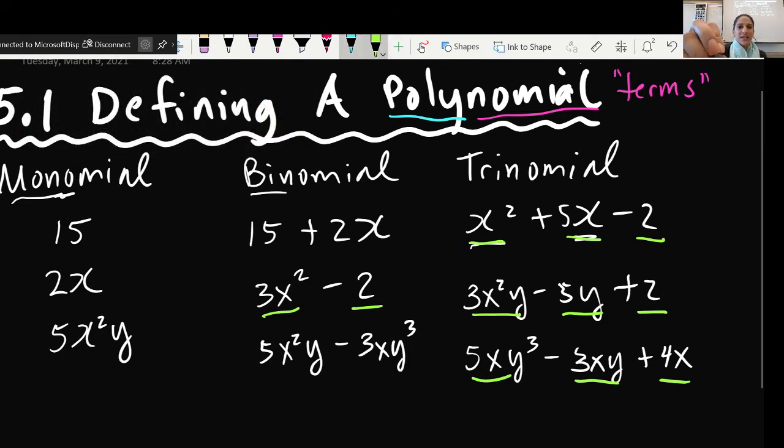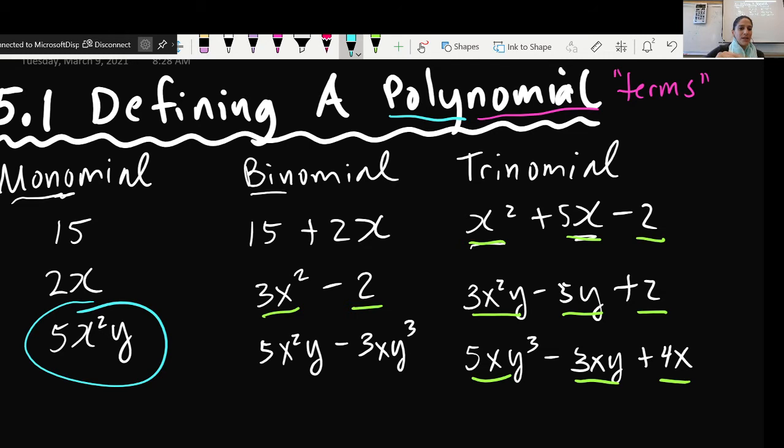Okay, let's analyze and look at the different parts of our terms as well. So I'm going to take this as an example. In this, does everybody know what the coefficient is? What's the coefficient in that example?